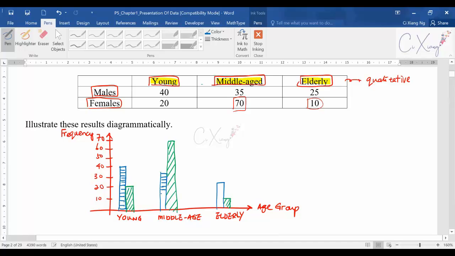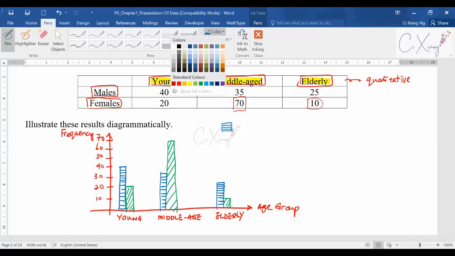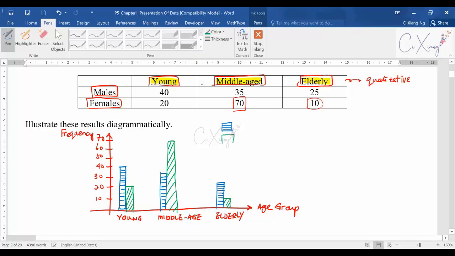I'm drawing a bit messy now, right? So when you draw it, please make sure you draw it as neat as possible. Then, to make sure the people who read your graph understand what you are drawing, don't forget to write out a key. I have two types of color, so you can just label them: this is male and this is female.